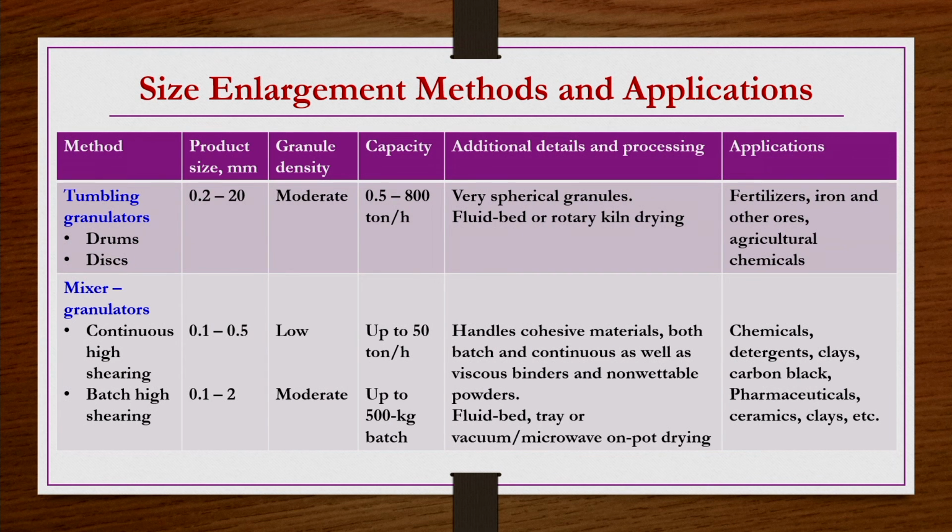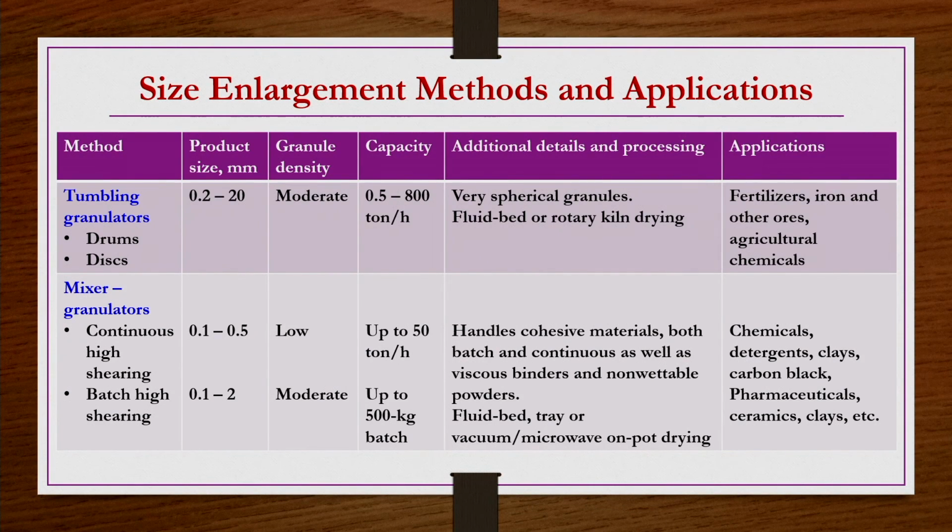After the granulation or size enlargement, these particles in general have to be dried, which is also a requirement. The drying of these granules is in general done by fluid bed or rotary kiln drying. Applications of these tumbling granulators are found in fertilizers, iron and other ores, agricultural chemical processing etc. In the production of such products, we need enlargement of the particles, and one can use these tumbling granulators.